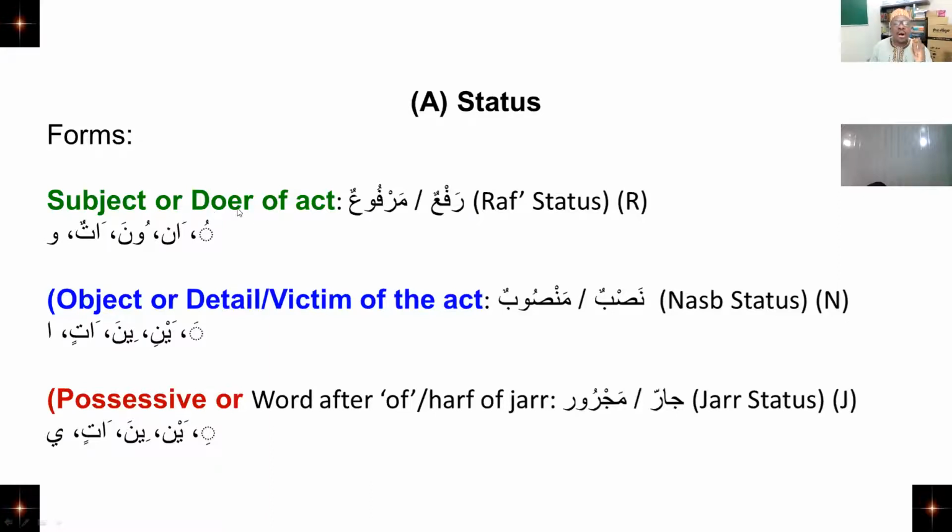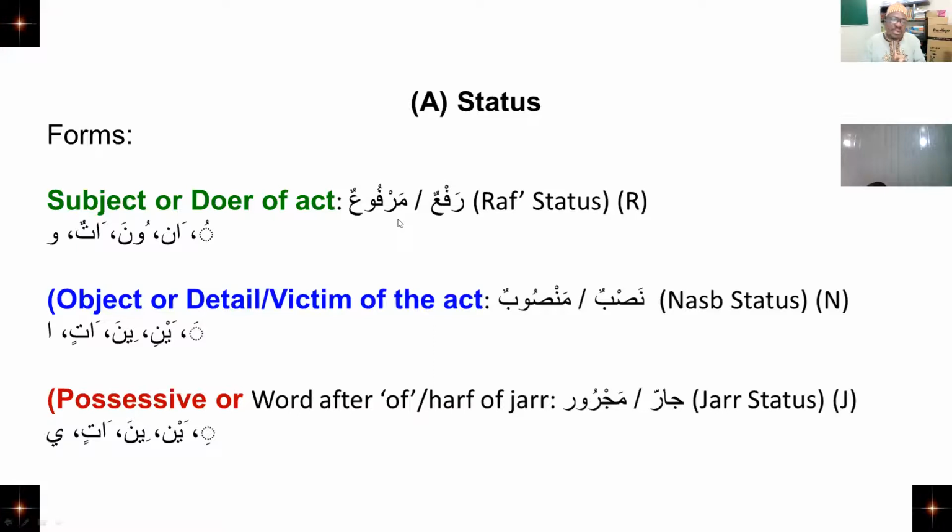Okay, and the doer, as we knew yesterday, is the word that is inside the fi'l, or who did the action, right? Now, words or isms that are subjects or doers are all in rafa status, right? So we say it is in rafa status. And if a word is in rafa status, it is identified as marfu'un.